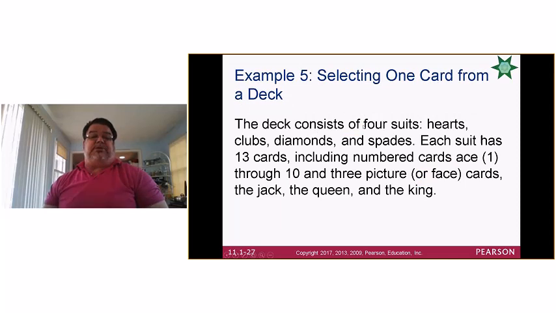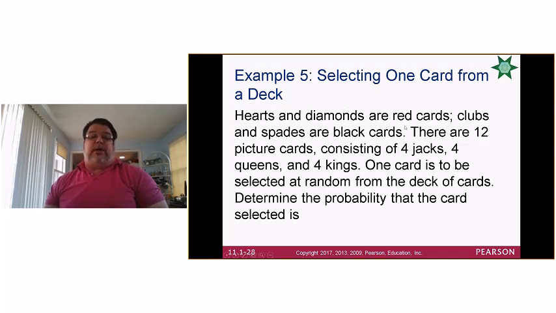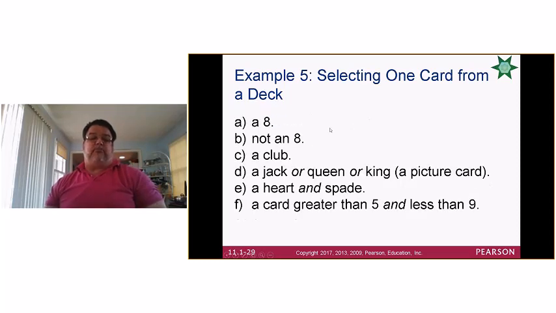The deck consists of 4 suits. Each suit has 13 cards, including number cards. Hearts and diamonds are red. There are 12 picture cards. 1 card is to be selected at random from a deck of cards. Determine the probability that the card selected is an 8.